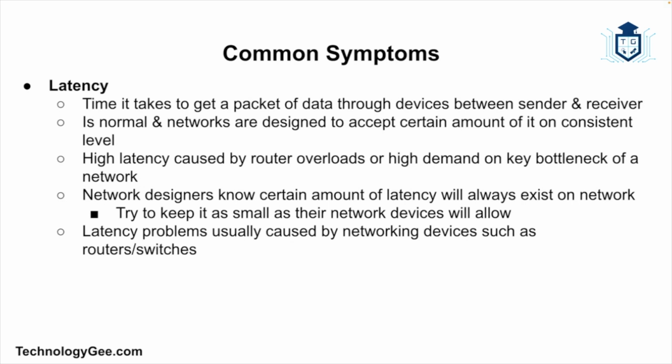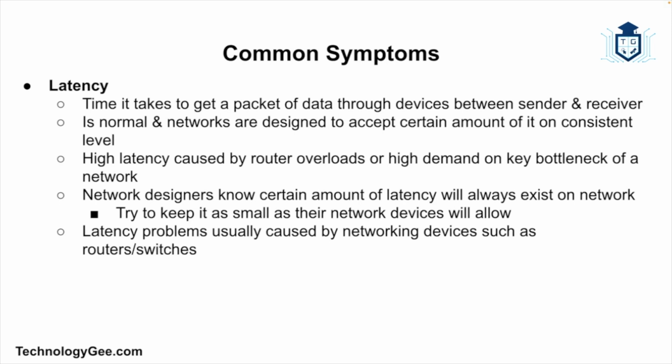Next symptom is latency. All networks experience a certain amount of data delay, and this is called latency, which is the time it takes to get a packet of data through the devices between the sender and the receiver. Latency is normal, and networks are designed to accept a certain amount of it on a consistent level. High latency can be caused by router overloads or high demand on a key bottleneck of a network. Network designers know that a certain amount of latency will always exist on the network, but they try to keep it as small as their network devices will allow.